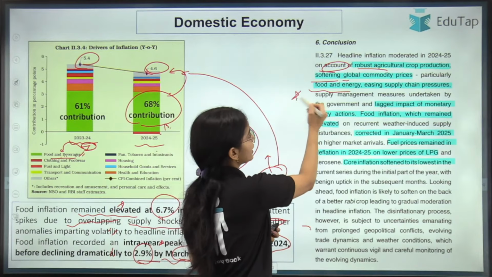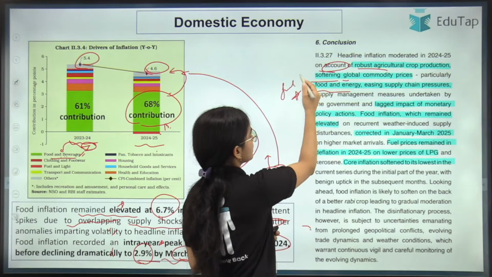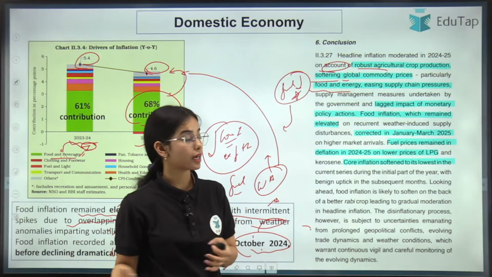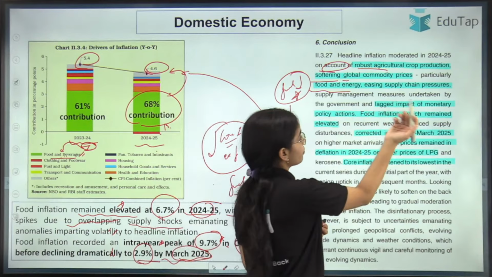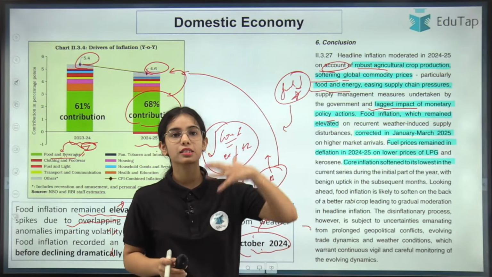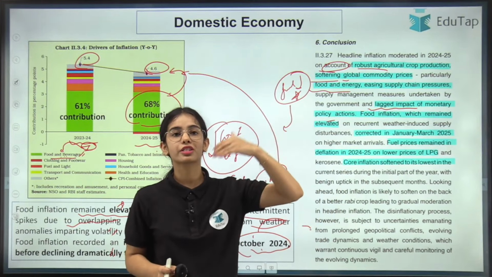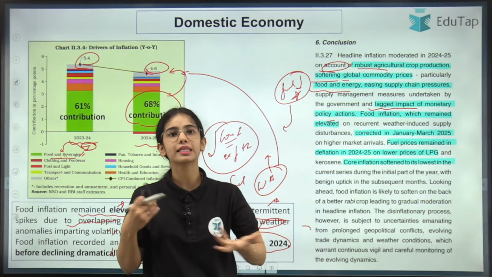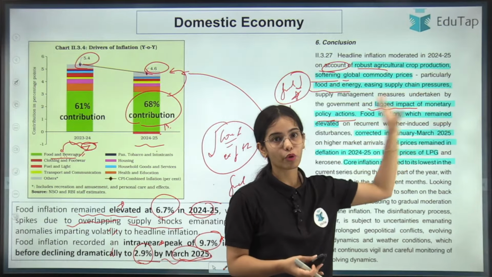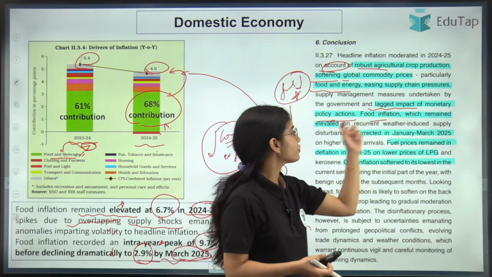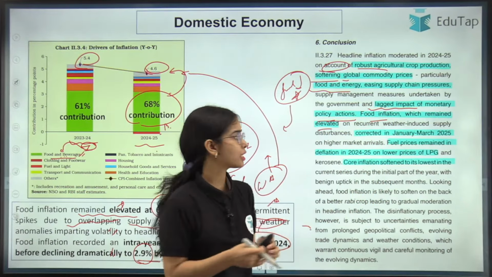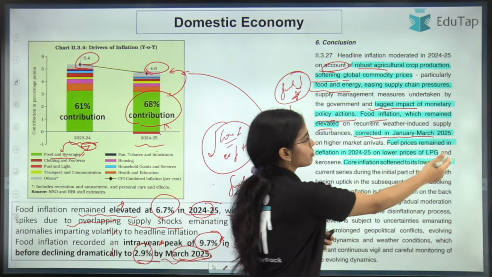Fuel prices were decreasing at the global level, due to which they can decrease in our country also. Easing supply chain pressures, and there was a lagged impact of monetary policy actions. RBI had increased the repo rate, due to which the interest rate was increasing in the country, but it takes time. That's why the lagged impact of the monetary policy actions happened. Food inflation, which remained elevated due to weather anomalies, corrected in March 2025.